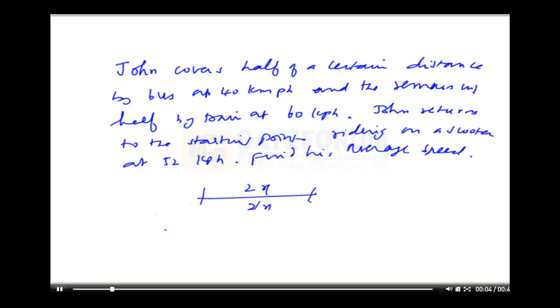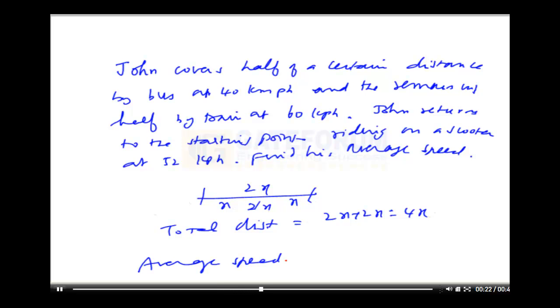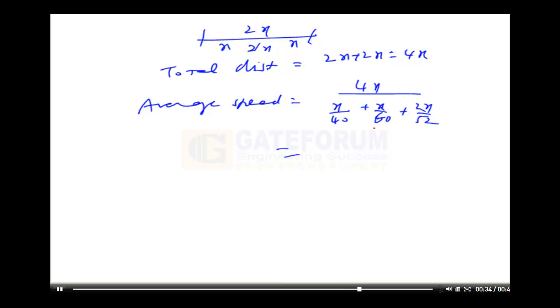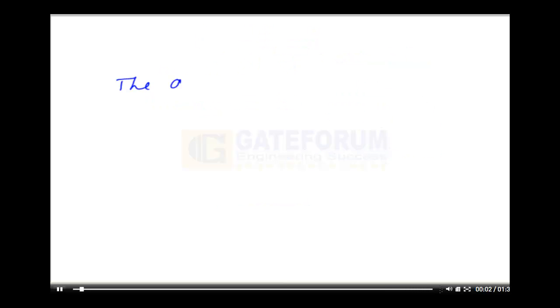Let the tail be 2x and 2x, so total distance John covers is 2x plus 2x is 4x. So of the distance will be x and x. So average speed is total distance by total time, x at 40, x at 60 and 2x at 52. The average speed is 49.42. The average speed of a train.